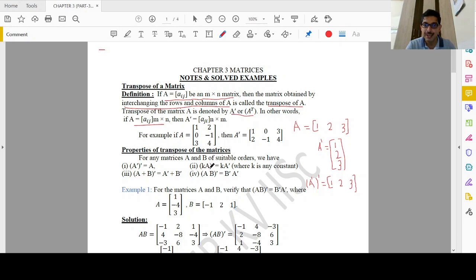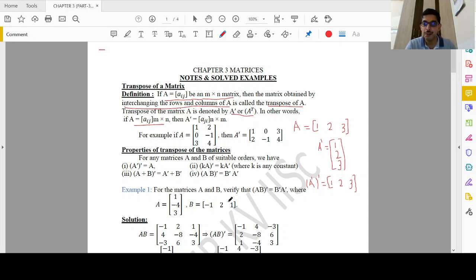Second one, K A whole transpose, that is the transpose of a scalar multiple of a matrix, will be K times A transpose, where K is any constant. And third one, A plus B whole dash is equal to A dash plus B dash, that is, the transpose of the sum of two matrices is the sum of the transposes.